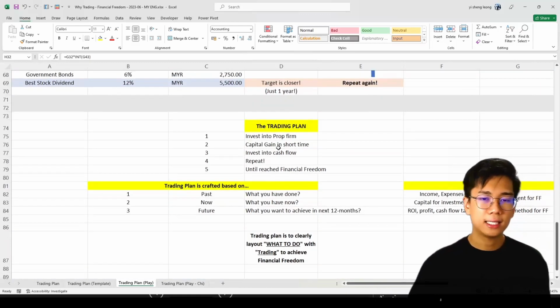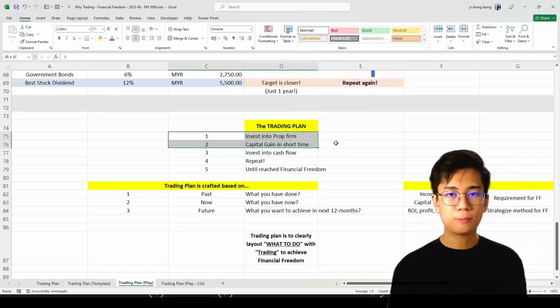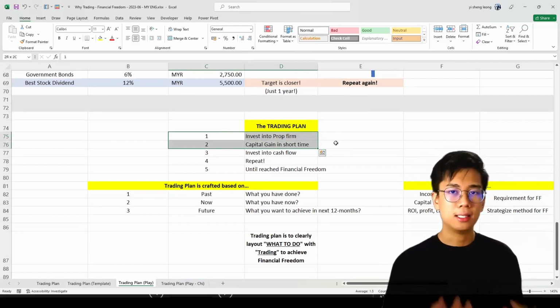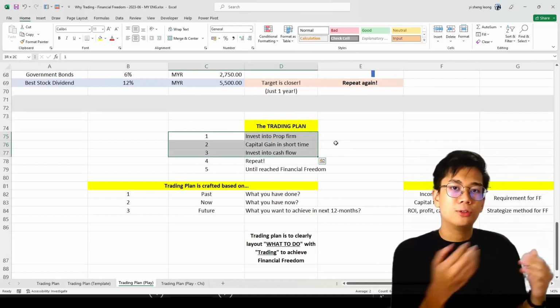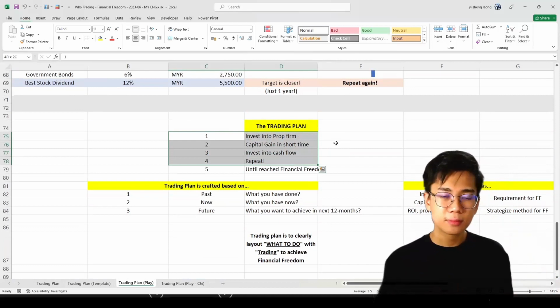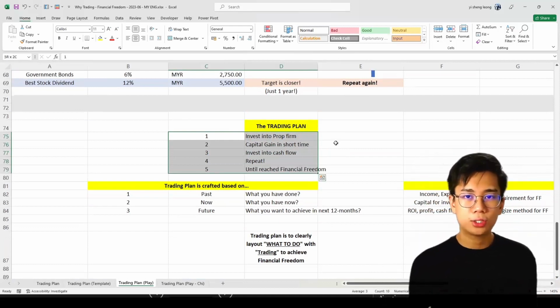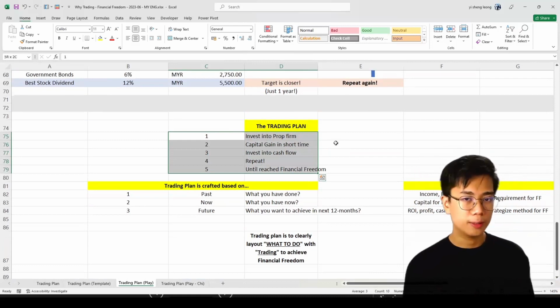Hence, the idea here is, number one, find a profit and invest in it. In a short period of time, gain the capital gain on your money. Then invest into a cash flow engine, and repeat the process again and again. You're going to do this until you have reached financial freedom.